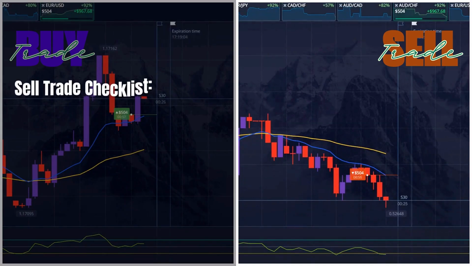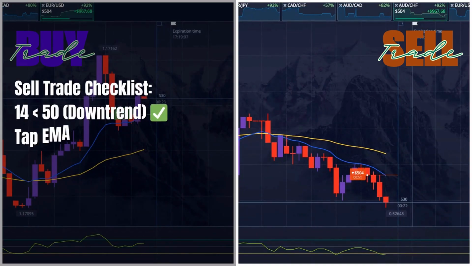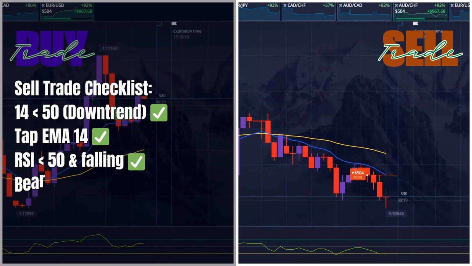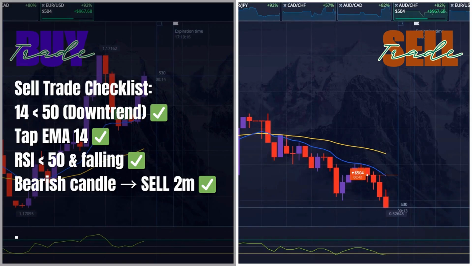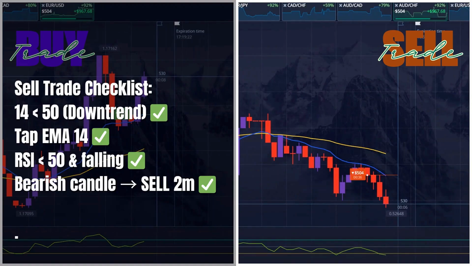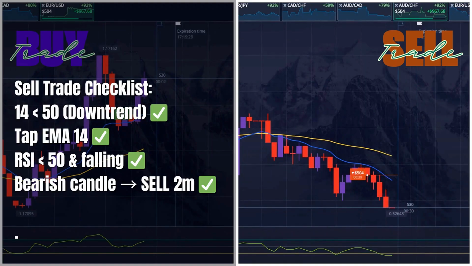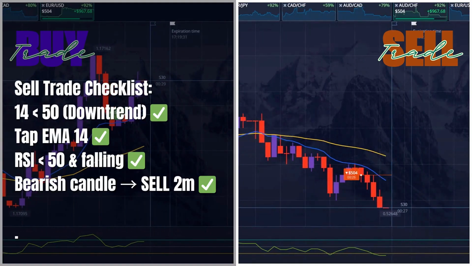Sell trade setup. EMA-14 must be below EMA-50. Short-term price is weaker than long-term average. Downtrend. Wait for price to pull back up toward EMA-14. A small touch or tiny break above EMA-14 is fine. EMA-50 should still be above. Avoid if price retraces too much toward EMA-50 unless it rejects quickly.